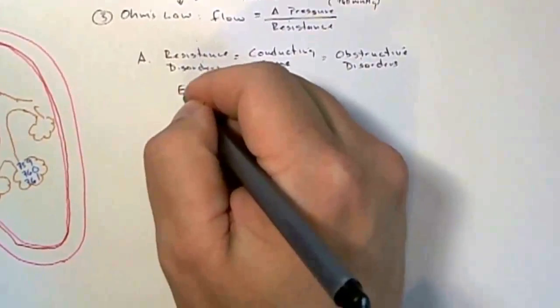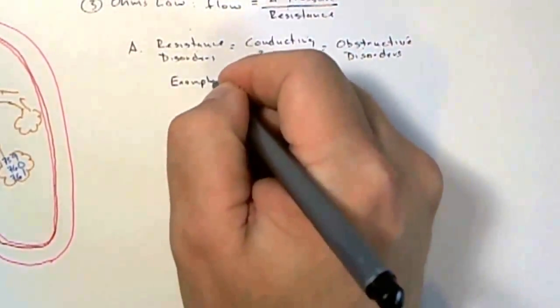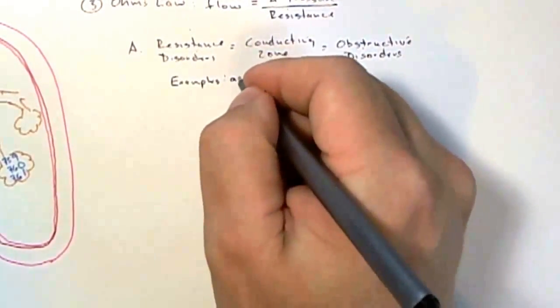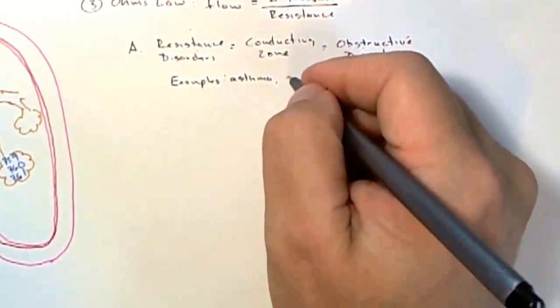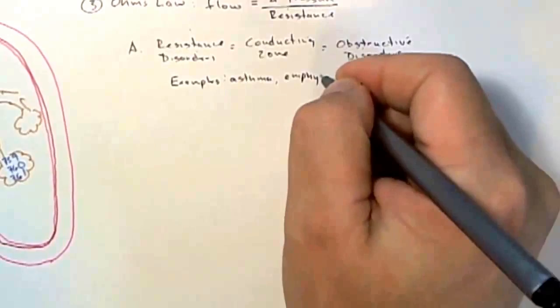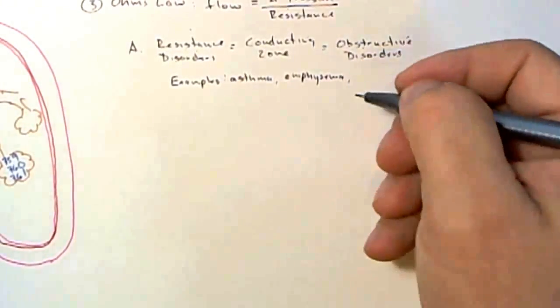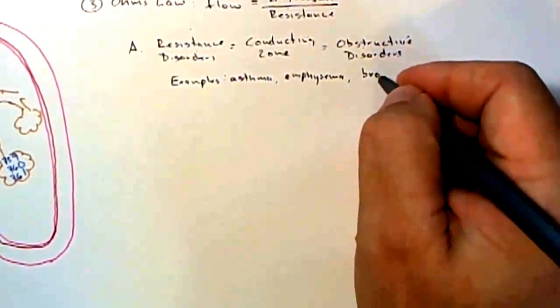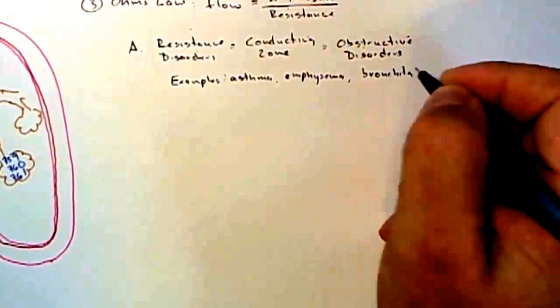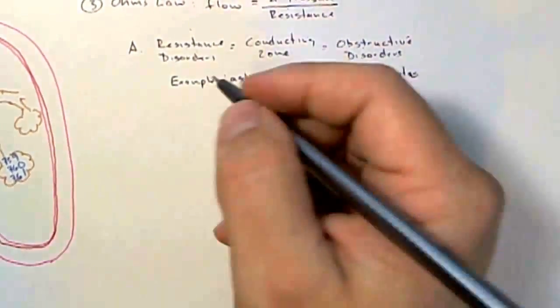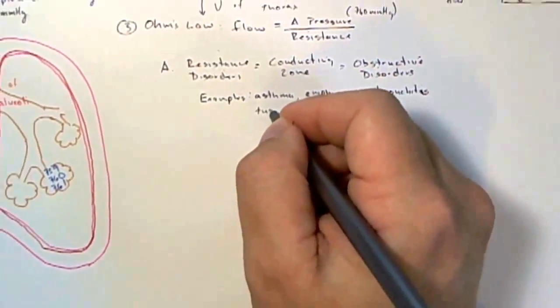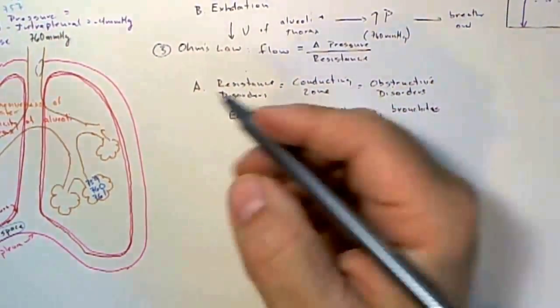Some examples would be asthma, where there's a constriction of the bronchioles, emphysema, where the small bronchioles are usually destroyed, bronchitis, where the small airways are usually blocked by mucus. And then there can also be things like tumors that obstruct the airway.